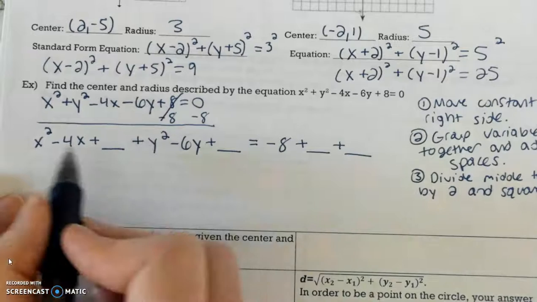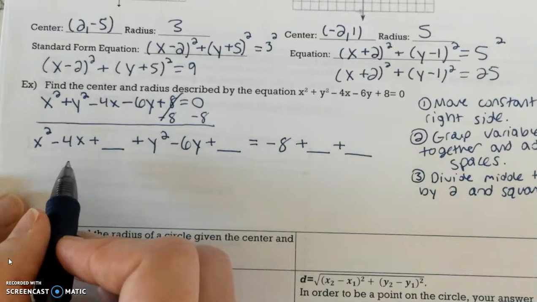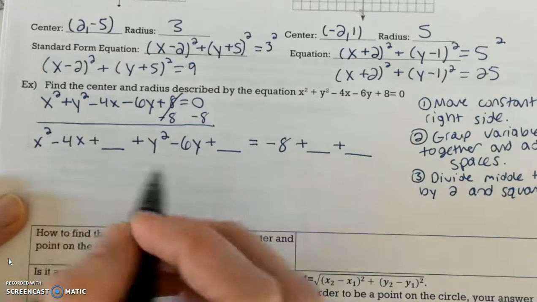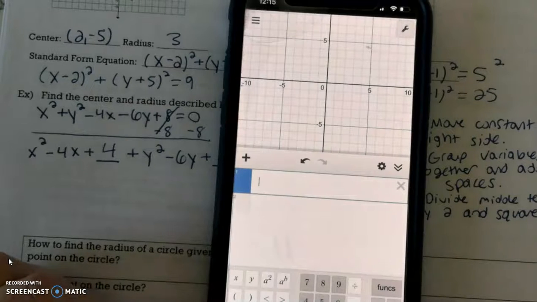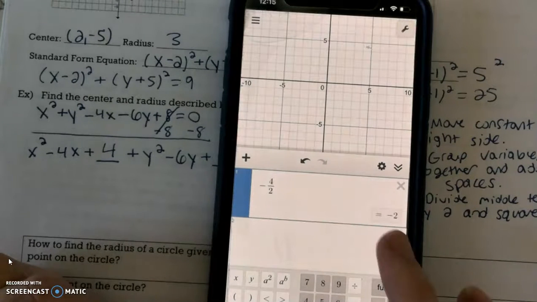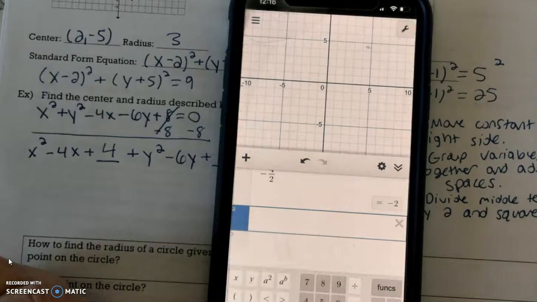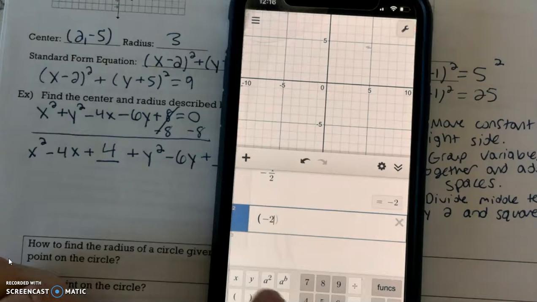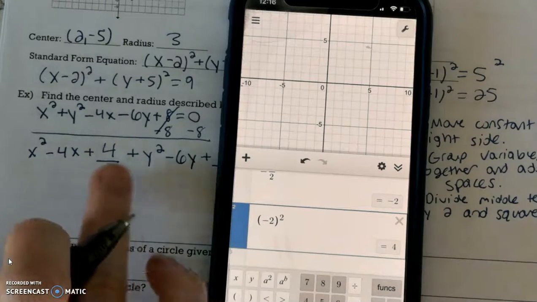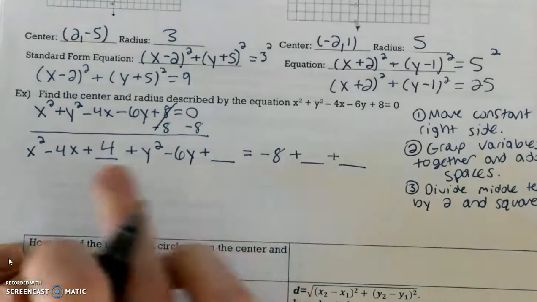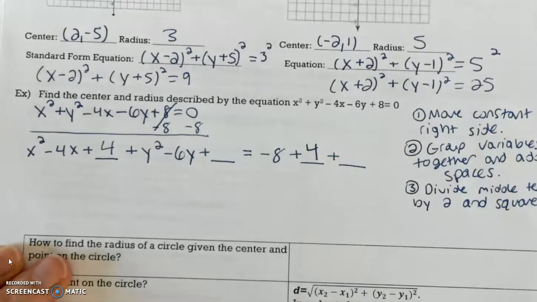All right. So negative 4 divided by 2 gives me a negative 2. Negative 2 times negative 2 is going to give me a positive 4. So again, let me do that in Desmos just so everyone could actually see what I was doing. So what I did was negative 4 divided by 2. That gave me a negative 2. Now I can write this as negative 2 squared, or I can write it as negative 2 times negative 2, and it will give me a positive 4. And that's how I get my blank right here. So what I do on one side, I must do to the other, so I'll put the 4 here.